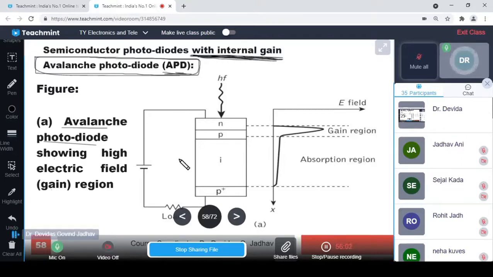The load takes some voltage according to its resistance value, R multiplied by I. The remaining wire also does not take any voltage. The P plus region does not take any voltage because it is a very good conductor. This N region also does not take any voltage. This P region also does not take any voltage because they are good conductors.